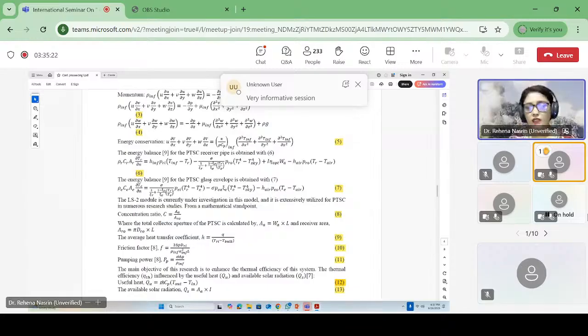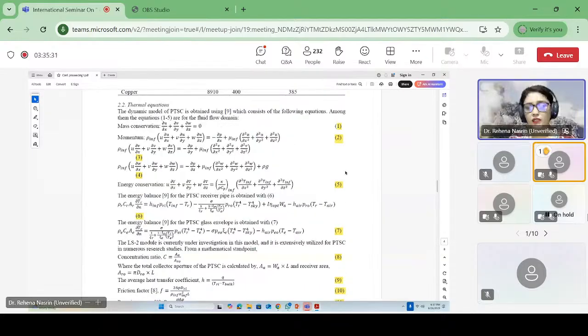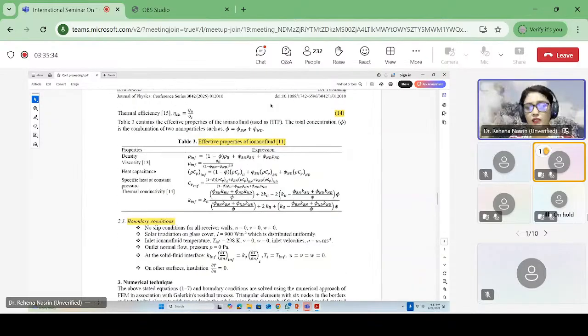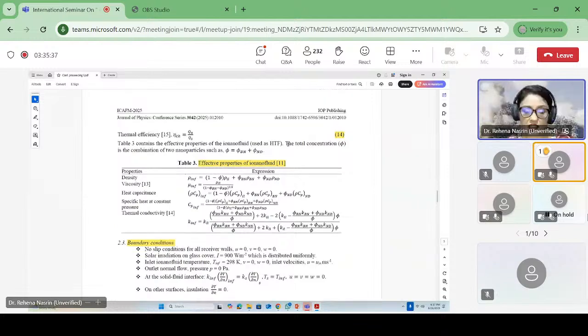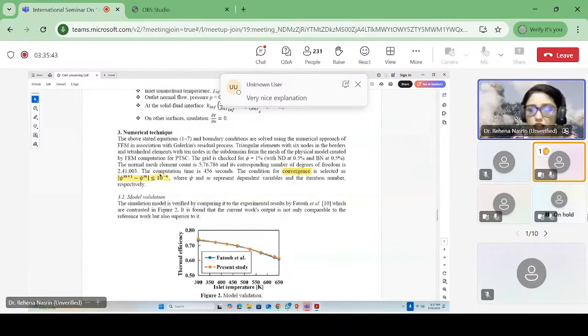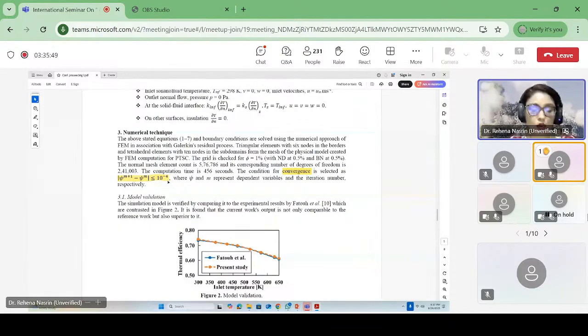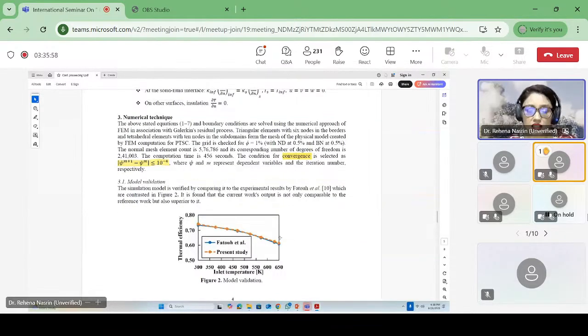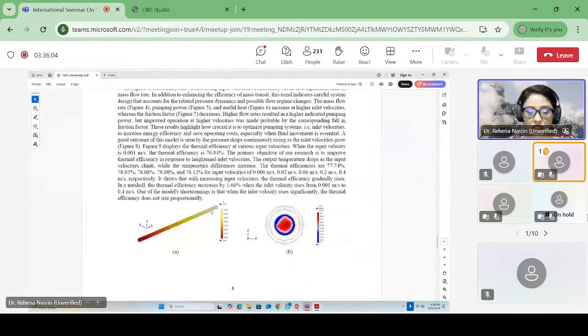Here radiation, convection, conduction, all three types of heat transfer occur. So equations 1 to 14 are all the governing equations for this analysis. And these are the boundary conditions and numerical setup for conducting the numerical simulation. We set the convergence criterion as less than or equal to 10 to the power minus 4. When we meet this convergence, the iteration process is stopped and shows the results. And this is the validation part, this is the grid sensitivity part, and these are the results.